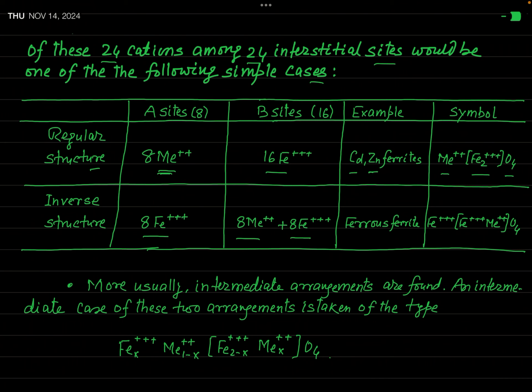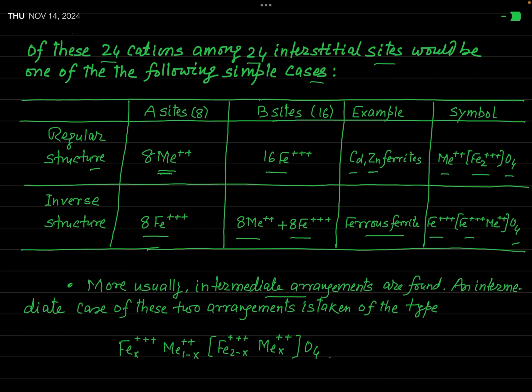This is actually called the inverse ferrite, and its chemical symbol is Fe³⁺ [Fe³⁺ Me²⁺] O₄. So these are basically the two types of spinel structure. But in practice, more usually we find intermediate arrangements. When you say intermediate arrangement, that is just a mixture of these two types of structure.